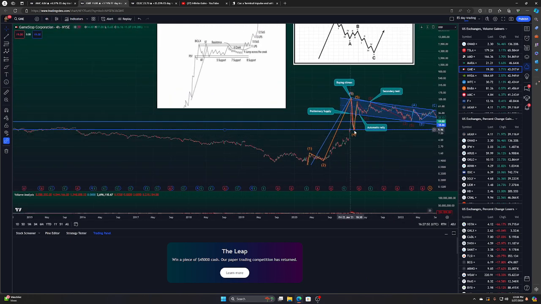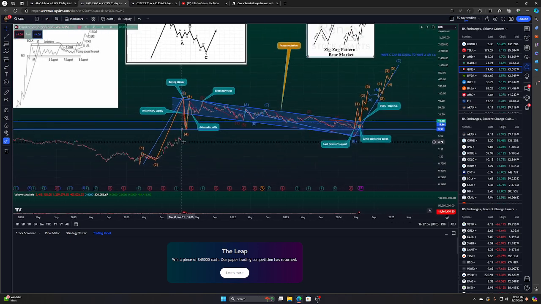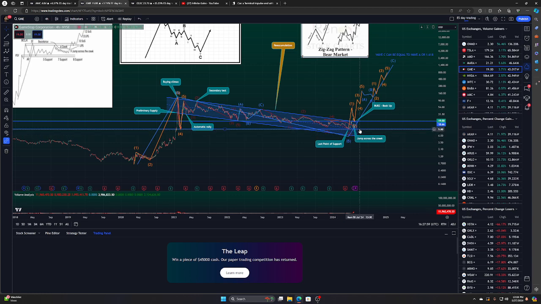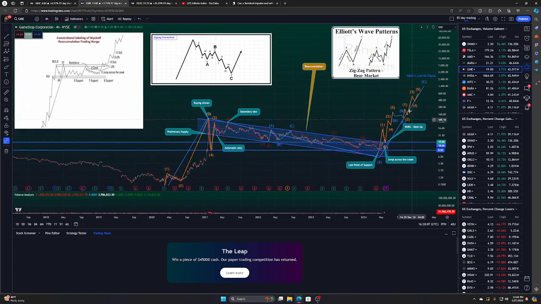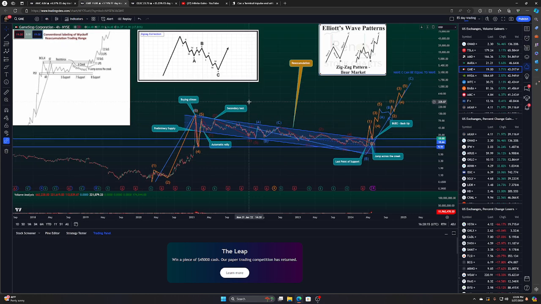Coincidentally, it's literally right here at this level where we bounced before. $10. So last point of support, and then we moon. For me, I'm literally seeing what's called a Wyckoff reaccumulation trading range. So if you want to look up that schematic, that's just what I'm seeing, and I think that it makes sense.